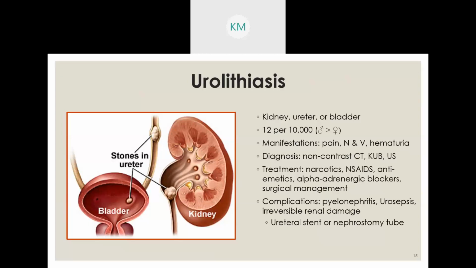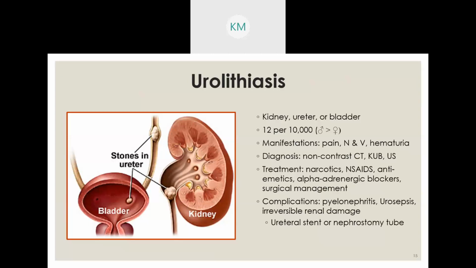The most common manifestation is significant pain. And the location of the pain depends on where it's occurring in the body. Upper ureteral stones, you'll have flank pain. Lower ureteral stones, you'll have lower abdominal or genital pain, and some pain on urination, also known as dysuria. Nausea and vomiting frequently accompany this pain. Gross hematuria is common in about 95% of the patients.